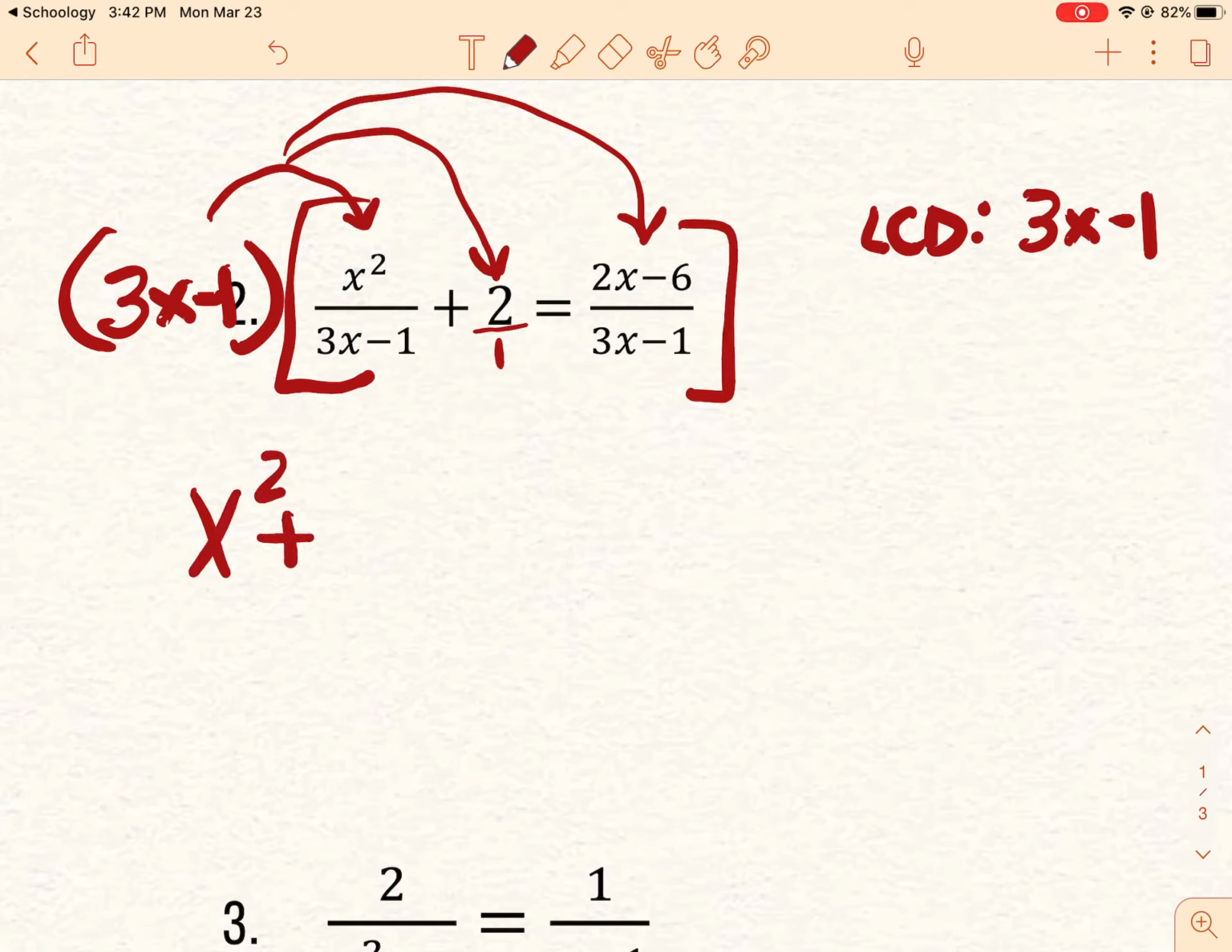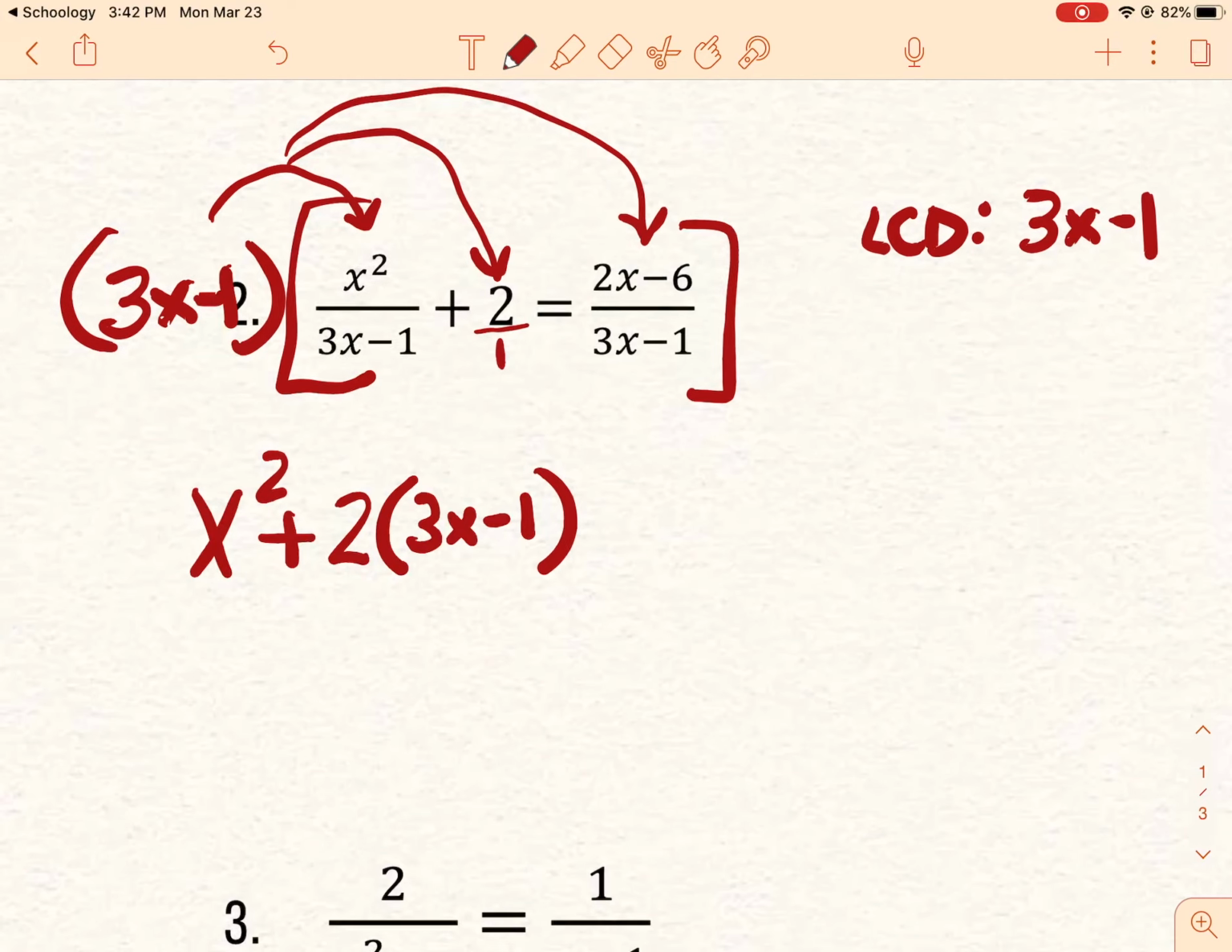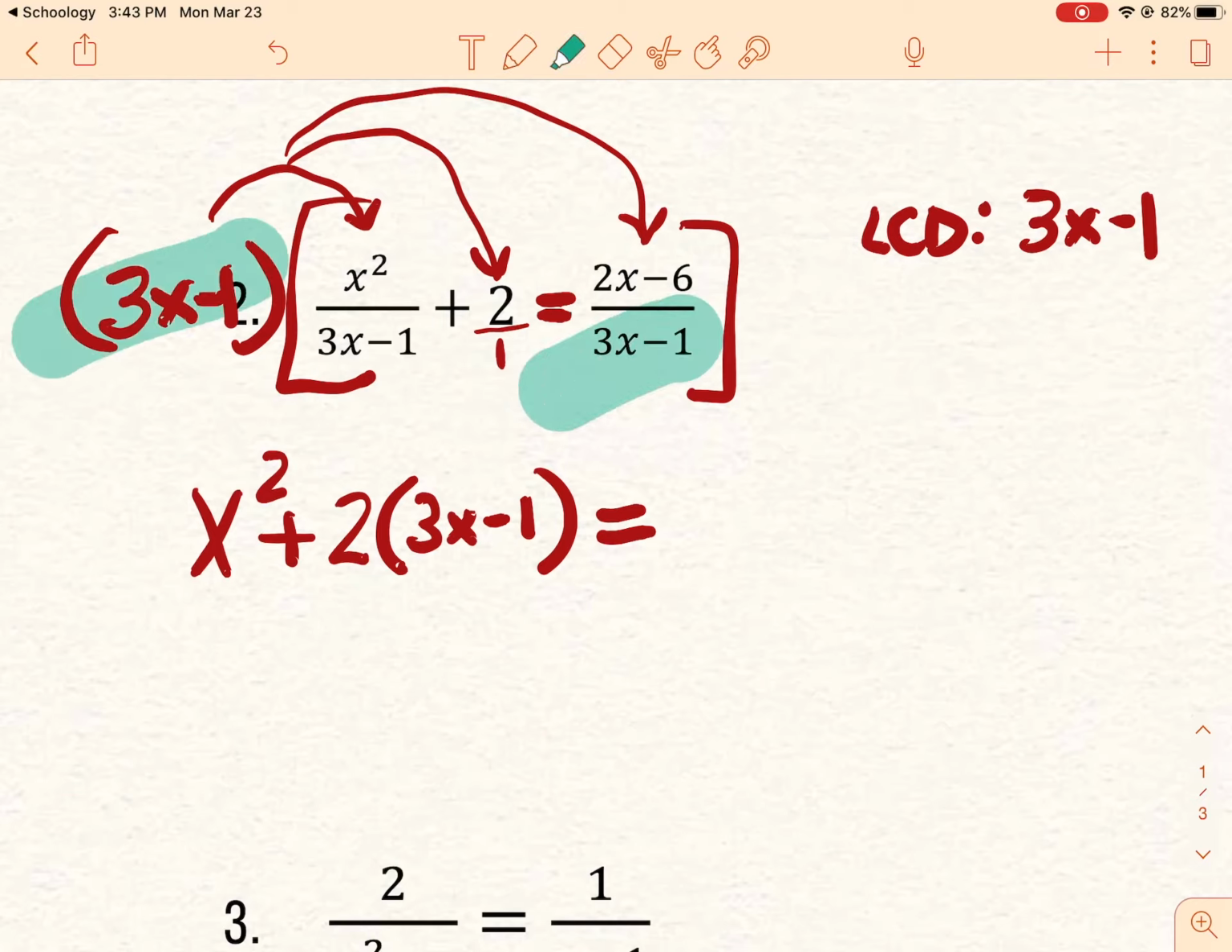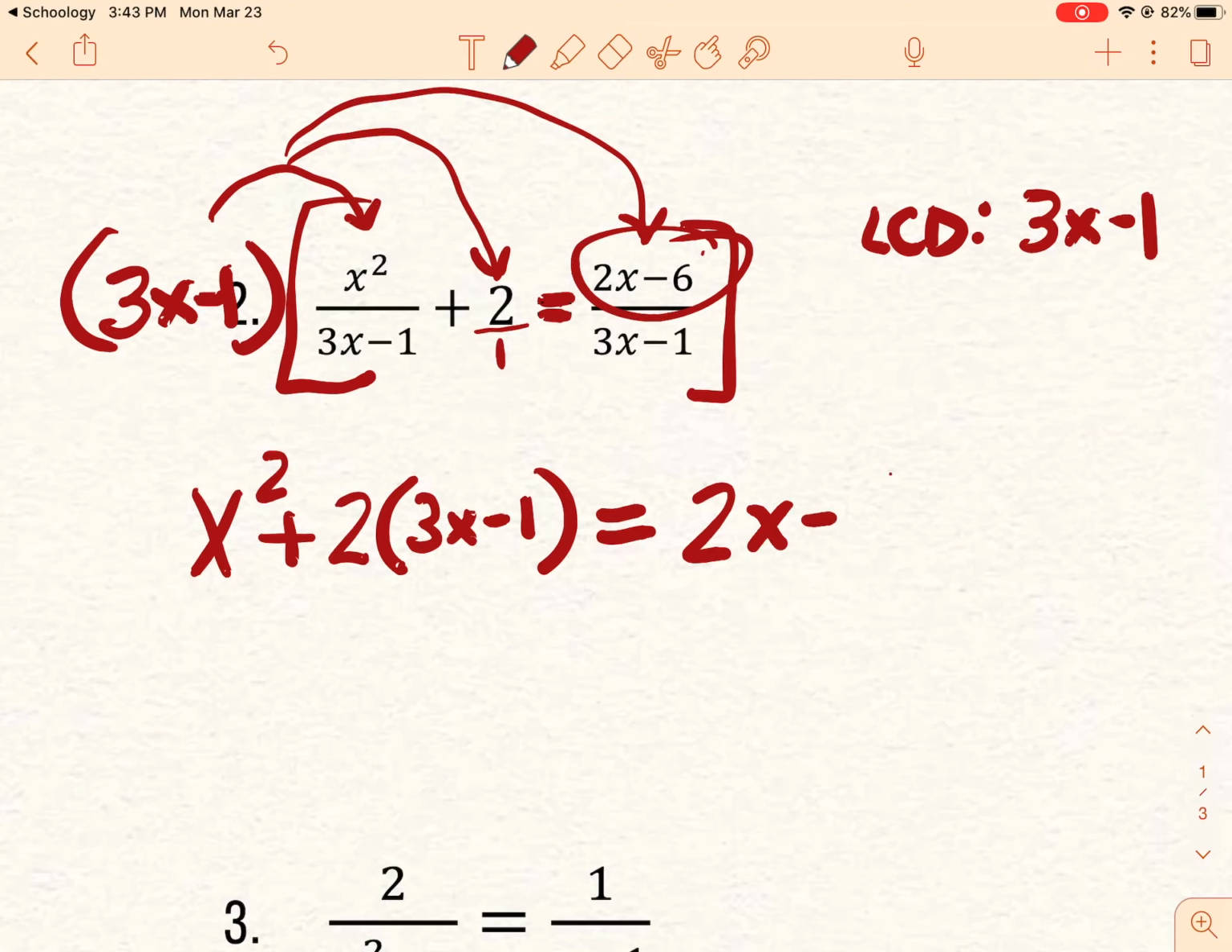Then when I multiply by that second term, it's going to be plus 2 times my 3x minus 1. Because it has a denominator of 1, nothing's getting canceled out. So all I have is the 2 times the 3x minus 1. Then I have my equal sign, like I have here. And then when I multiply the 3x minus 1 times that in the denominator, this up top cancels out to become 1. So I'm only left with what's up top here. So it'll just be equal to 2x minus 6.